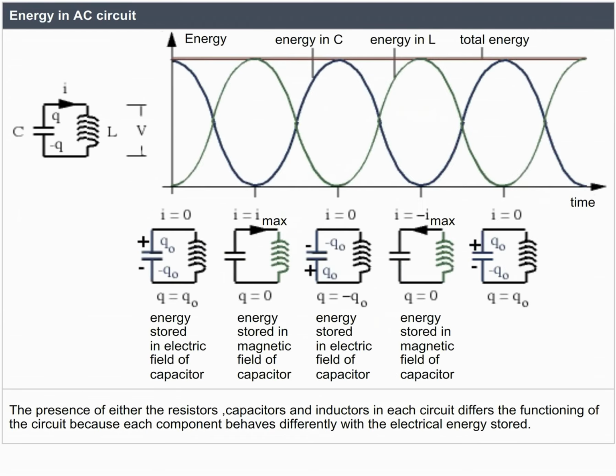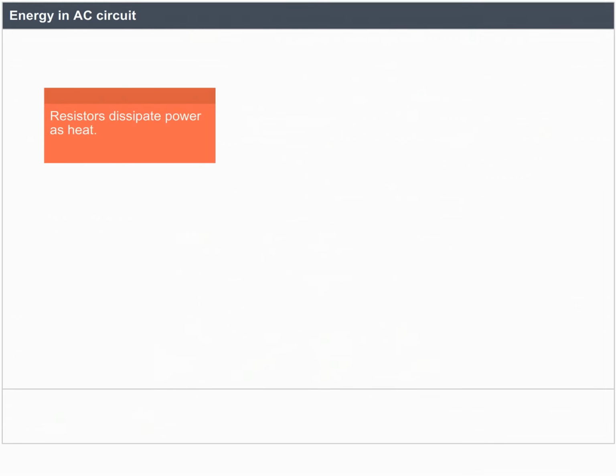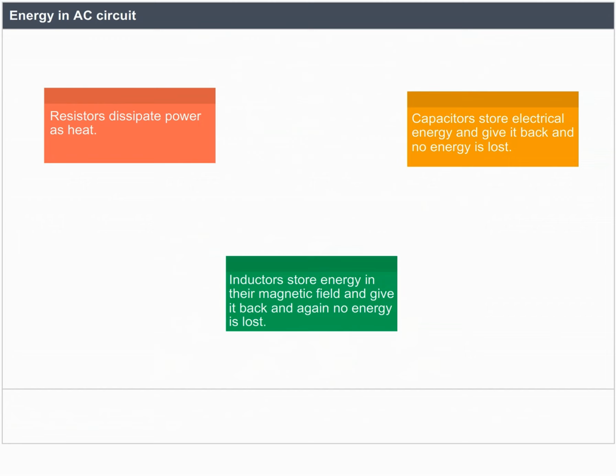Energy in AC circuit. The presence of either the resistors, capacitors, and inductors in each circuit differs the functioning of the circuit because each component behaves differently with the electrical energy stored. Resistors dissipate power as heat. Capacitors store electrical energy and give it back, and no energy is lost. Inductors store energy in their magnetic field and give it back, and again, no energy is lost.